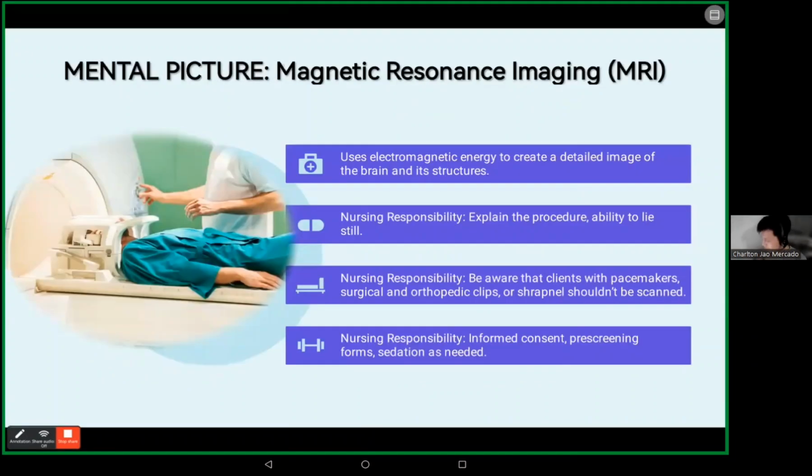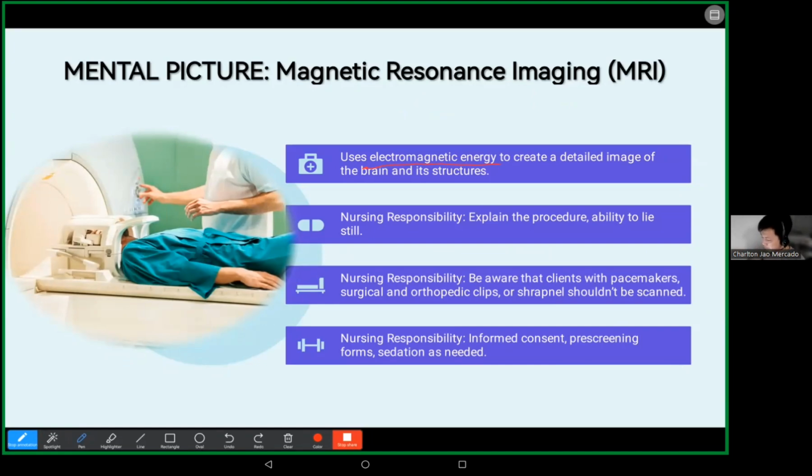Next is your MRI. Your MRI now usually gives us the mental picture, okay, of the electromagnetic energy inside the brain. Okay? So, usually pag MRI of the brain, ganito yung itsura, no? May nakaharang sa ulo because we wanna target the specific area in the brain para makita natin yung electromagnetic energy. Okay. Na makikreate niya and makikita natin dun yung structure ng brain mismo.